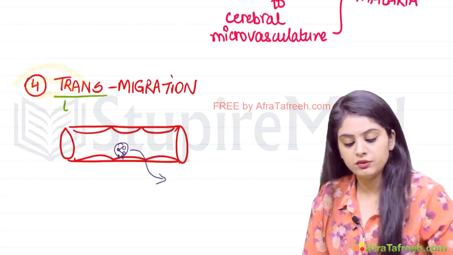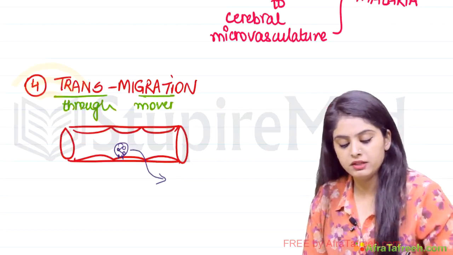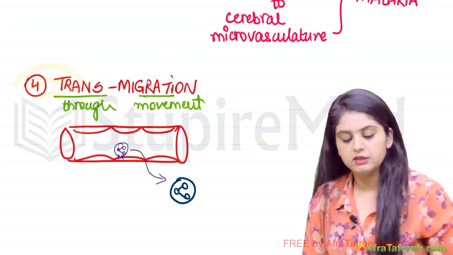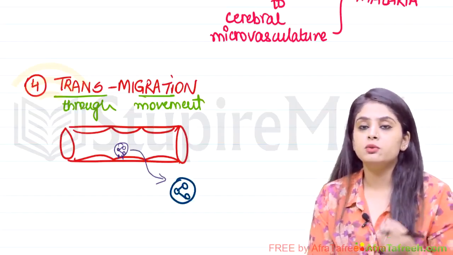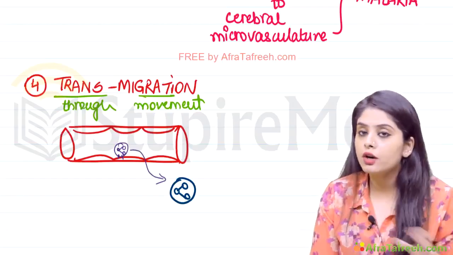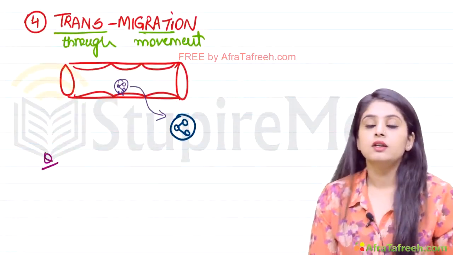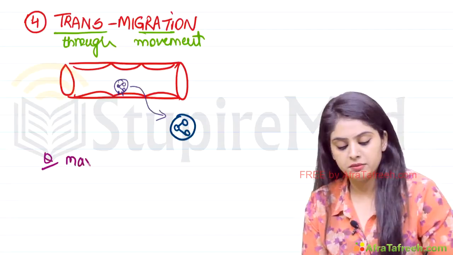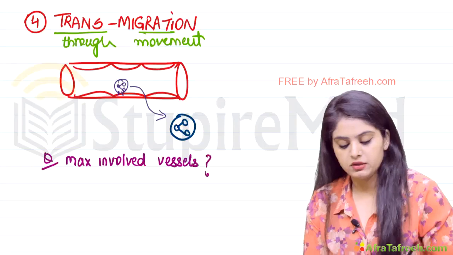So trans means through, migration means movement. So through the blood vessel, now the WBC is going to come outside. Transmigration, one of the favorite steps with the examiners. They tend to ask two or three very important MCQs, patent MCQs that you need to know, repeat one-liners which you cannot afford to get wrong. What are those questions? The first question: which are the vessels which will maximally show this process of transmigration? So maximum involved vessels. That is the first question.